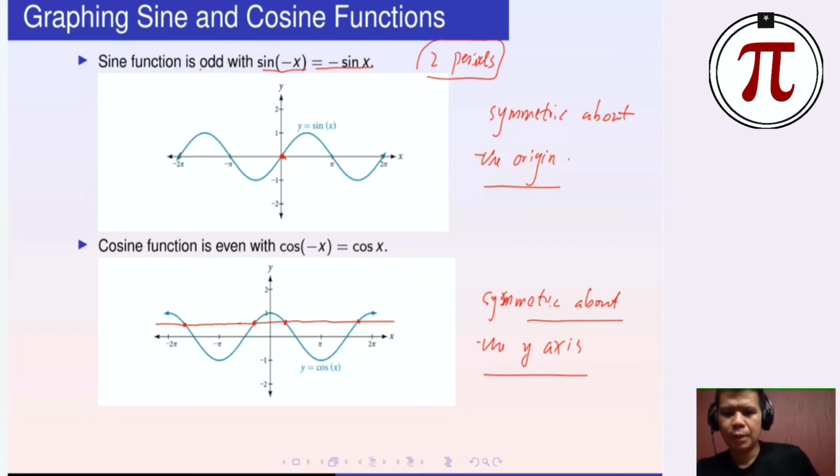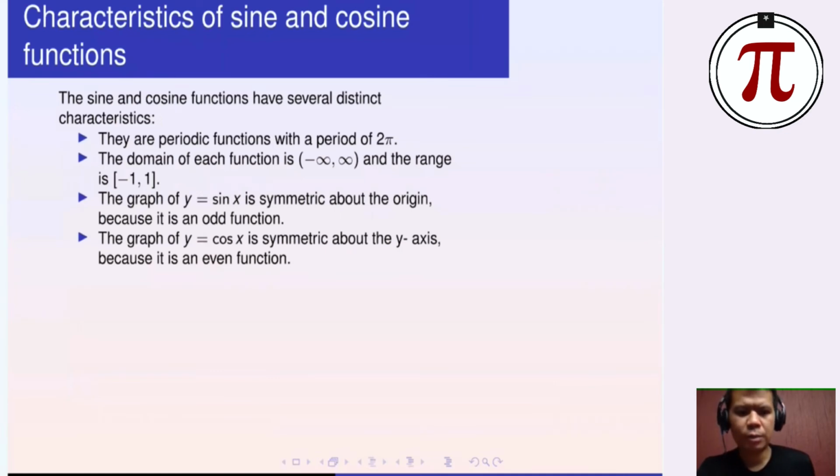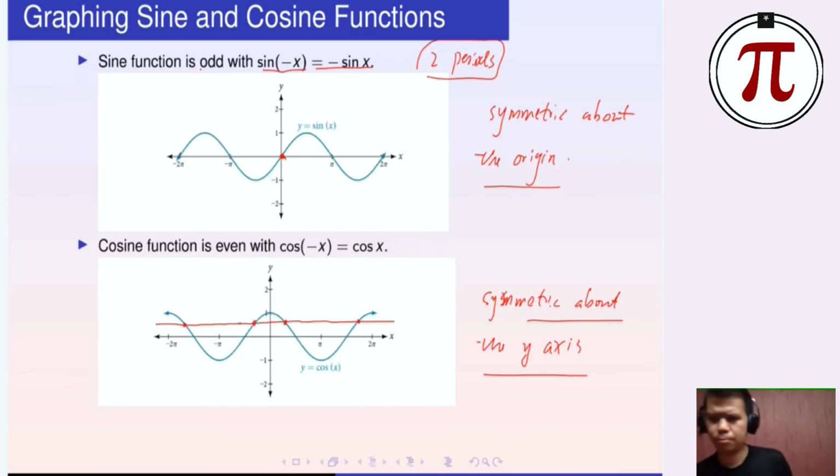All right, here is the summary of the characteristics of sine and cosine. The sine and cosine functions have several distinct characteristics. They are both periodic with a period of 2 pi. The domain is always negative infinity to positive infinity, and the range is negative 1 to 1. We learned this. The graph is symmetric about the origin, it's an odd function. Symmetric about the y-axis, it's an even function. You need to totally understand and memorize the graphs of sine and cosine, these two. This is extremely important.